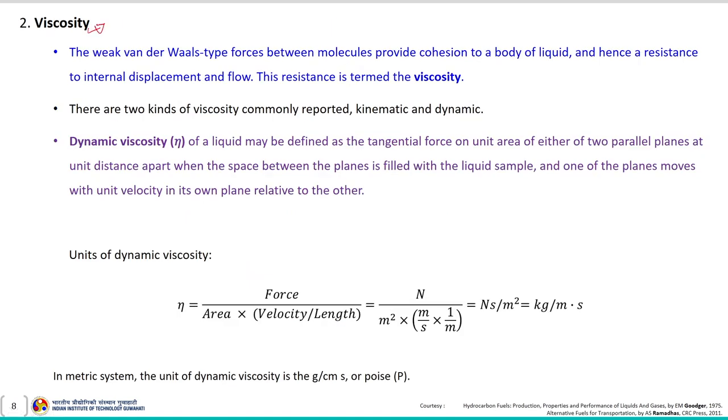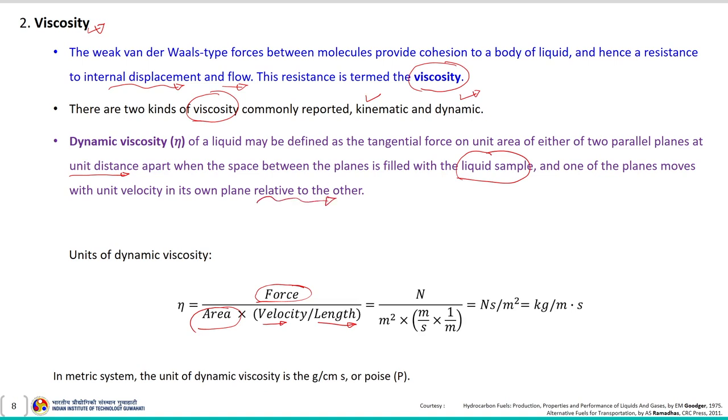The next property is the viscosity. The weak van der Waals type forces between molecules provide a cohesion to a body of liquid, and hence a resistance to internal displacement and flow, and this resistance is termed viscosity. There are two kinds of viscosity commonly used, that is kinematic viscosity and dynamic viscosity. The dynamic viscosity of a liquid may be defined as the tangential force on unit area of either of the two parallel planes under consideration at unit distance apart, when the space between these two planes is filled with the liquid sample and one of the planes moves with a unit velocity in its own plane relative to the other.